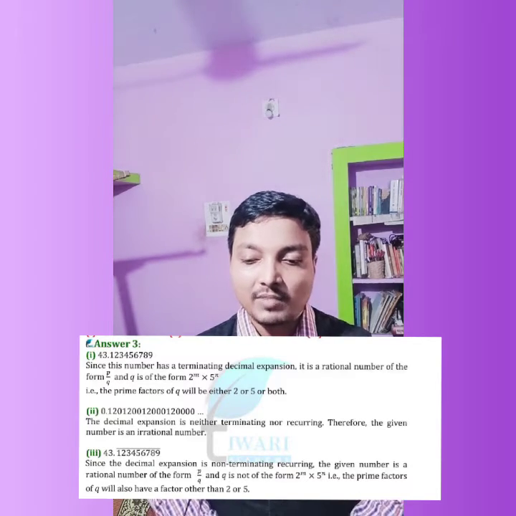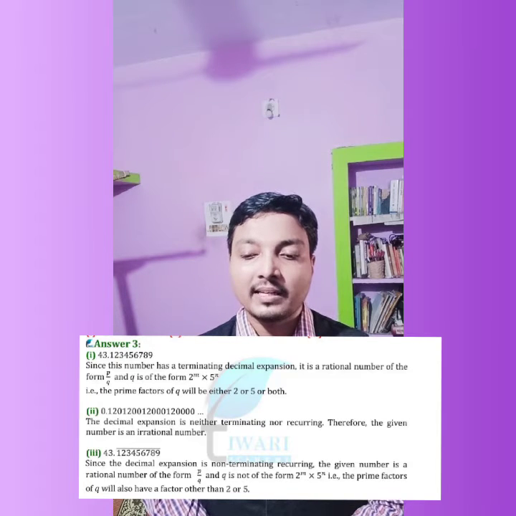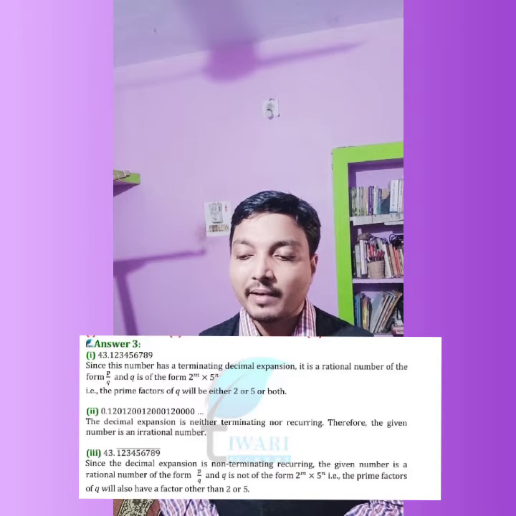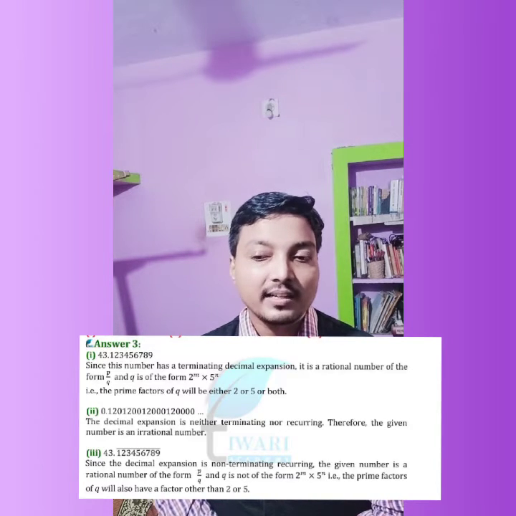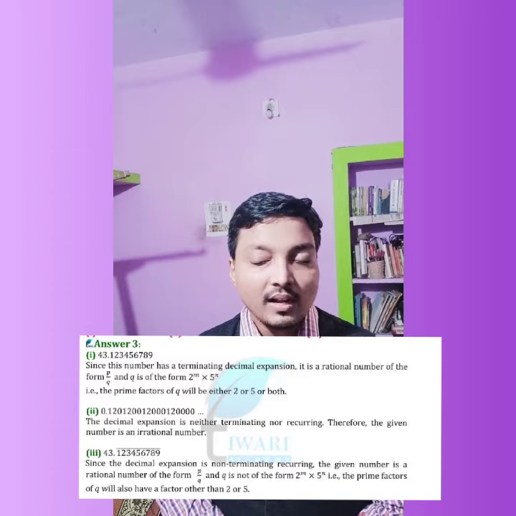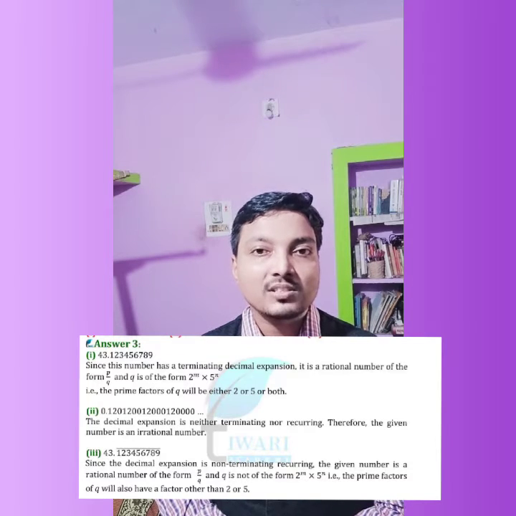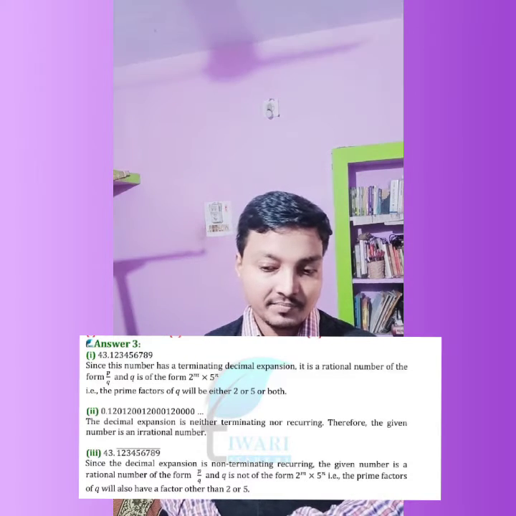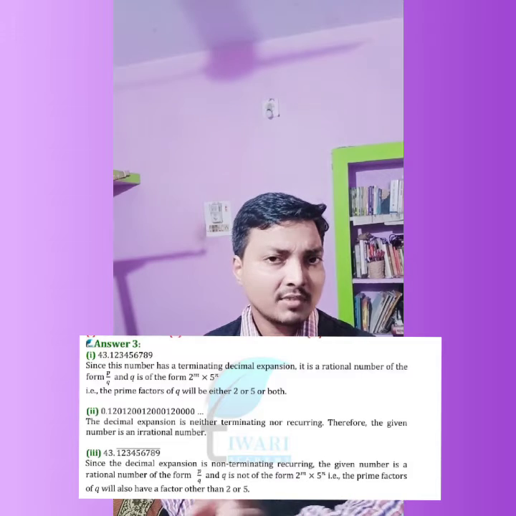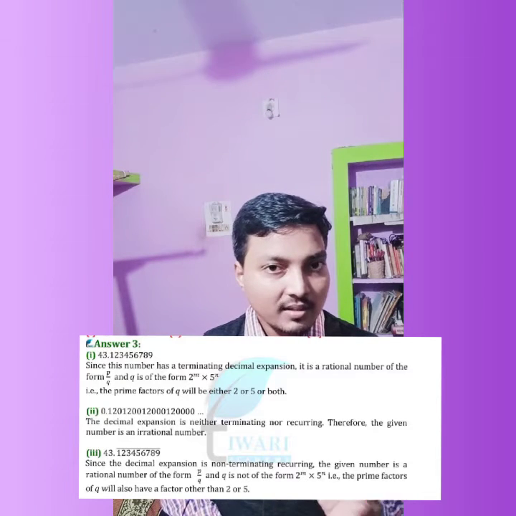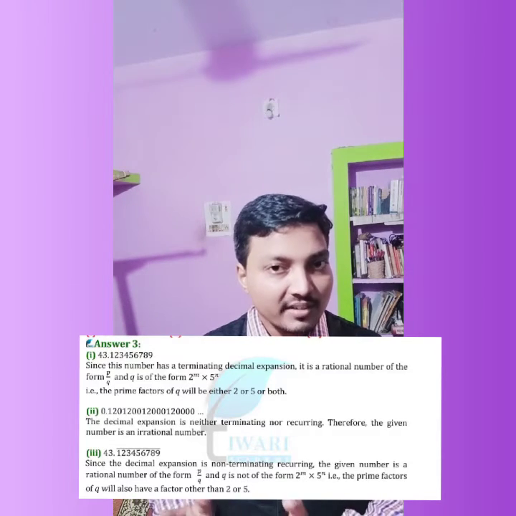See the first part, question number 3(i): 43.123456789. It means 100% it will be a terminating decimal. As it is a terminating decimal, it will be of the rational number form, so 100% the decimal expansion of that rational number will be terminating.